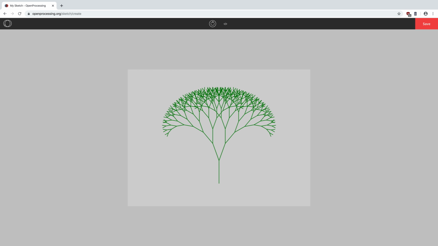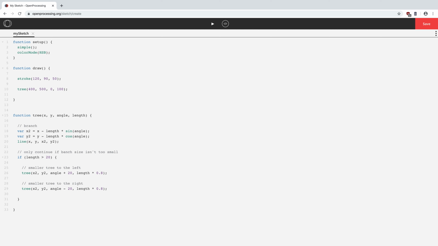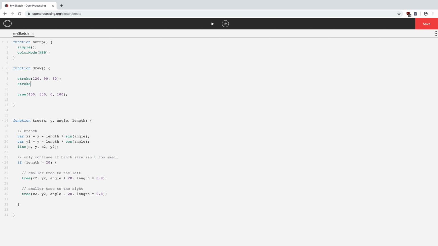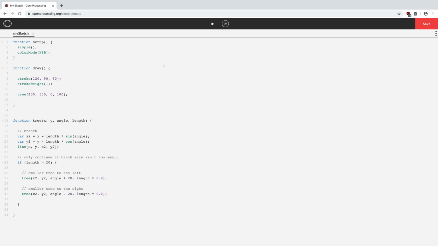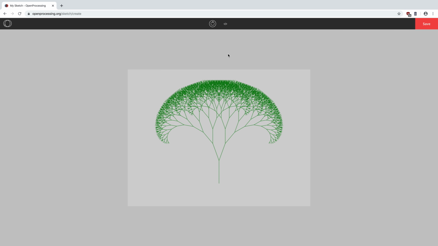What's the next thing we might want to do? Do we want more detail? Maybe we should make the lines thinner. So let's say stroke weight. The default is 2, let's say 1, so we can see more detail. Yeah, kind of. Maybe if we went further into the tree so that we stopped at 10, not 20. Let's see what that looks like. Wow. That's kind of chopped off at the top, but there's a lot more detail there. I mean, this is impressive as it is.